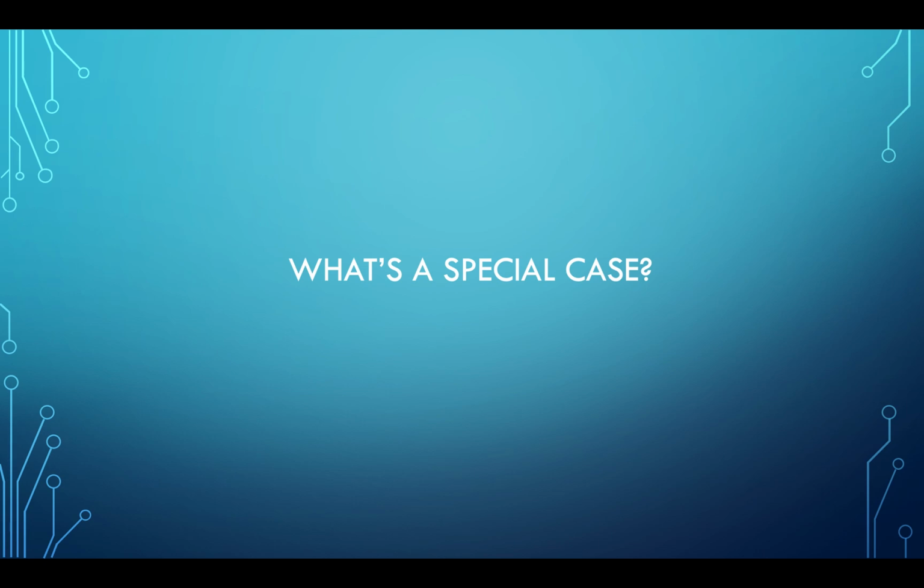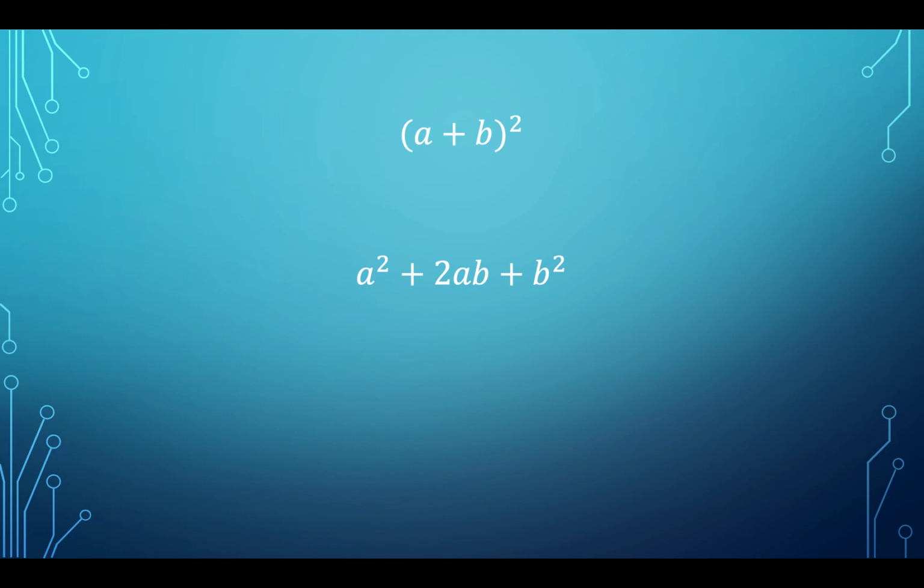So now on to this lesson. This lesson is all about something called special cases. So what's a special case? You're going to have two of them. They're always going to look like this form, a plus b squared. So what we're going to have to do is multiply a plus b times a plus b. When you combine all your like terms, this is the general form they're all going to have.